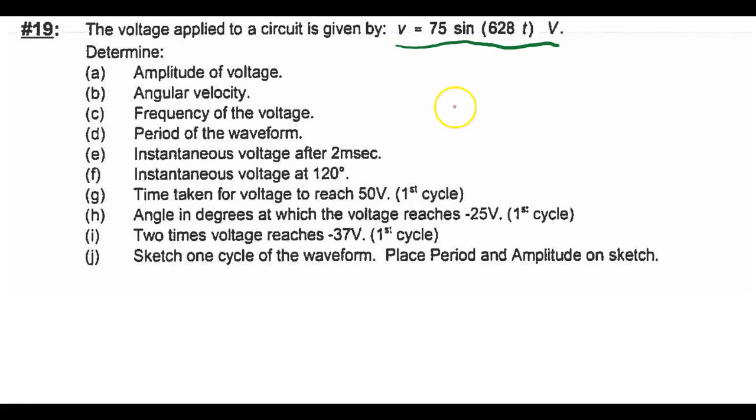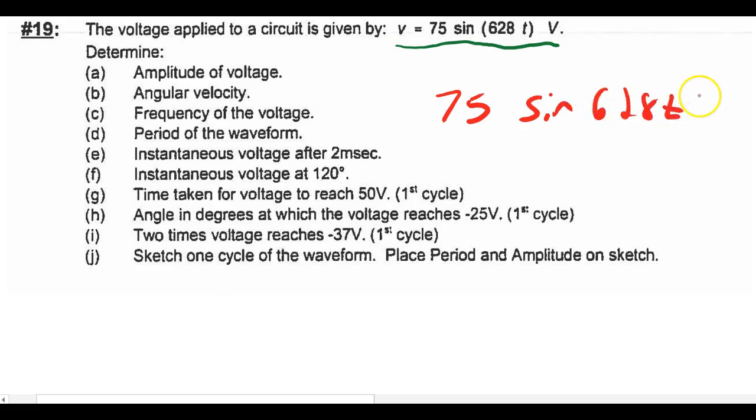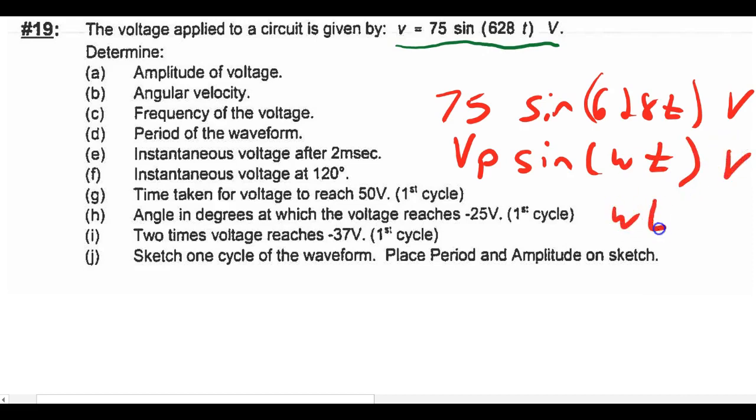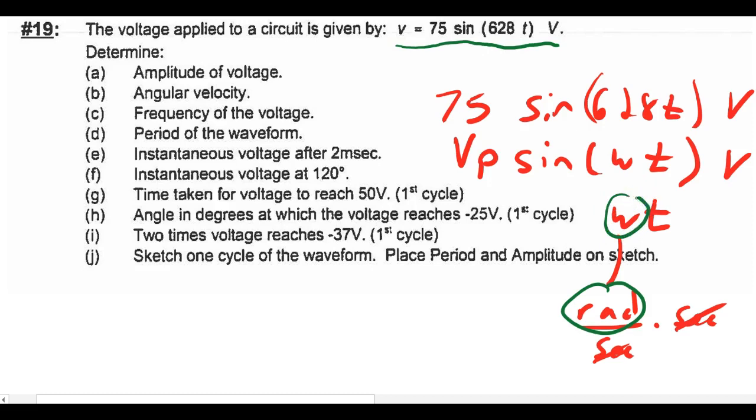If we have 75 times sine of 628t, the unit is volts. Remember that the equation follows the basic format of V peak, which represents the amplitude, times sine of omega t, where omega t represents an angle in radians, whereby omega is the angular velocity of the generator in radians per second. Time is in seconds, and so that gives us an overall unit of radians, which is an angle in radians. However, omega is still the angular velocity of the generator.